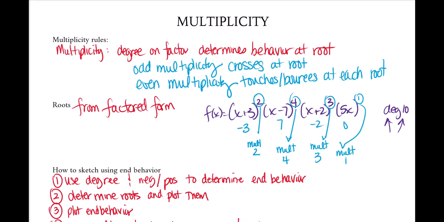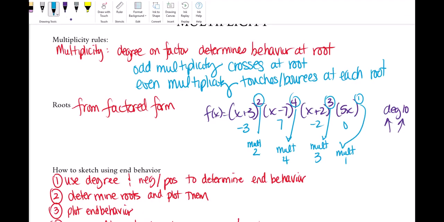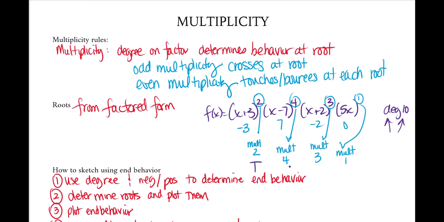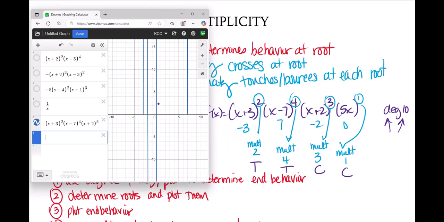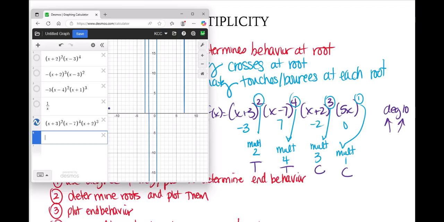So again, odd multiplicity crosses at each root, even multiplicity touches. Sometimes we call it bouncing. So at this root, it's even, so it's going to touch. At this root, it's even, so it's going to touch, and it's going to cross at these two odd multiplicities. So let's look at the graph itself. I'm going to zoom out a little bit so we can see all these places. Now, because we're multiplying by such large numbers, it's bouncing super high.